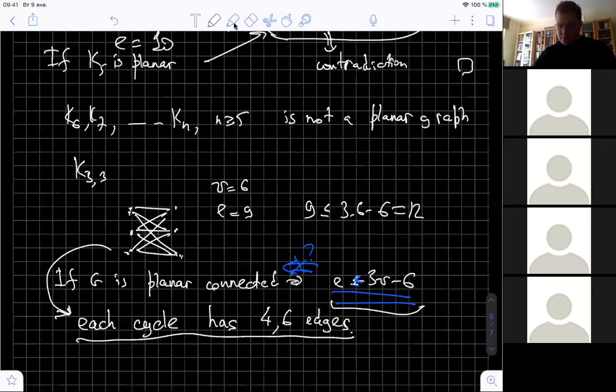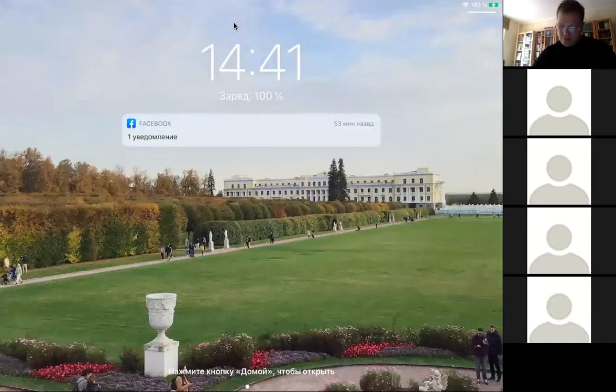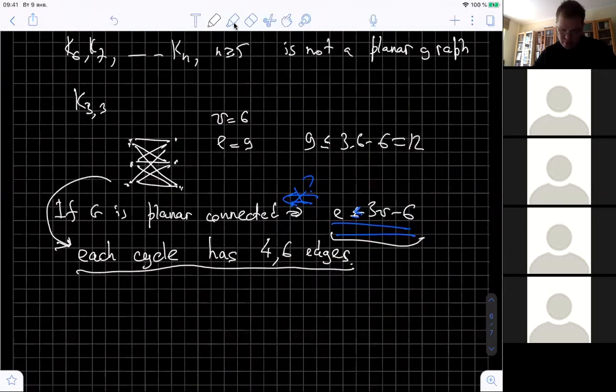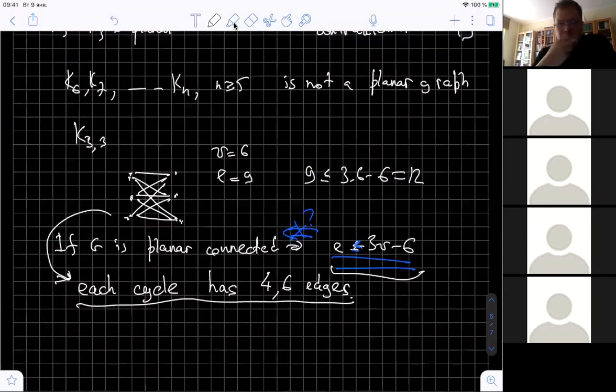Okay, I think we can continue. So maybe someone has a solution? No? An idea? Or how can we improve our inequality to maybe obtain some more strict inequality on the edges and vertices? No?